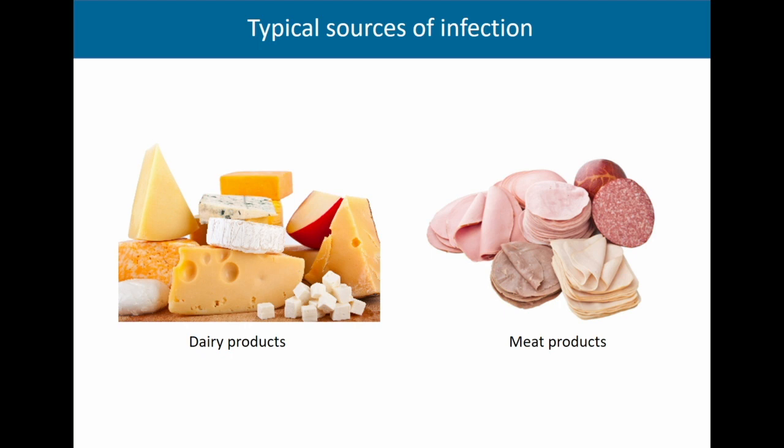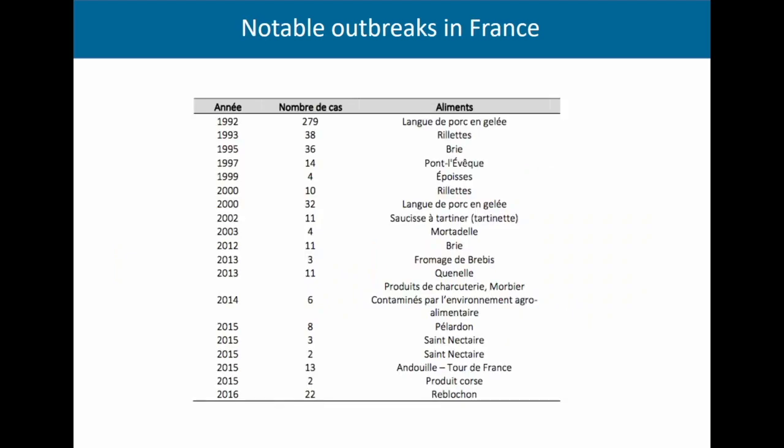There are a few cases, and this is probably due to a combination of bacterial and host factors, as we will see. There are sporadic cases, most of the cases in France now are sporadic, but also notable outbreaks. So before surveillance was really implemented, you could have hundreds of cases related to a single food source, as shown with this langue de porc en gelée, which is very French. And with the surveillance, the number of outbreaks and the number of cases per outbreak has dramatically decreased.